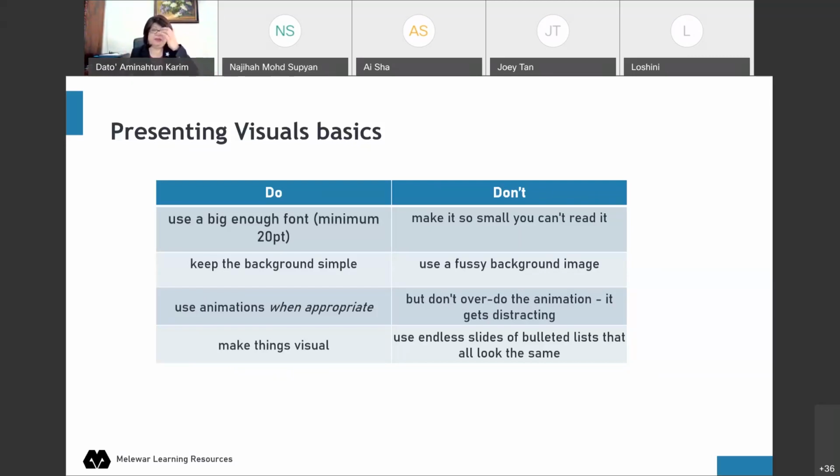And of course, don't use endless slides of bulleted lists that all look the same. You're writing A, B, C, 10 points about one particular subject. It's difficult for people to remember. So no point, too many words.